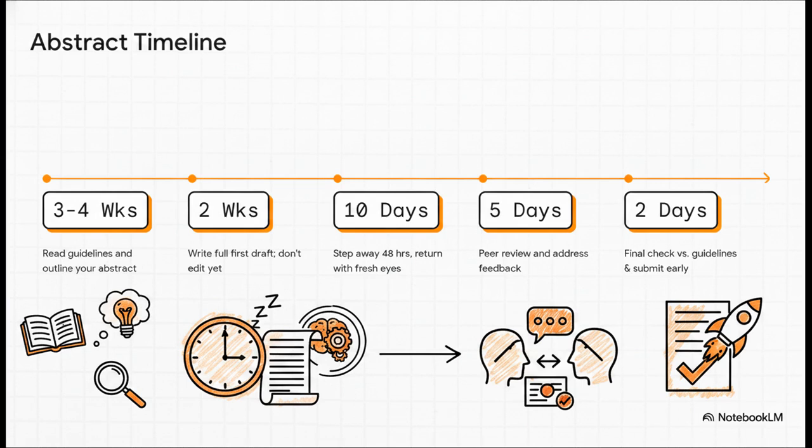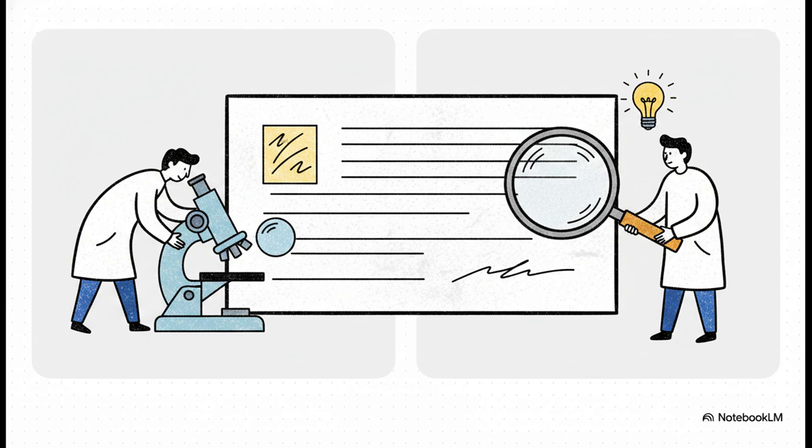This incubation period is magic. Walking away drastically improves your editing quality because your brain processes the flow in the background. Then, day minus 5 is for peer review, and day minus 2 is your final check. Now, about that day 5 peer review, you actually need two totally different types of feedback.